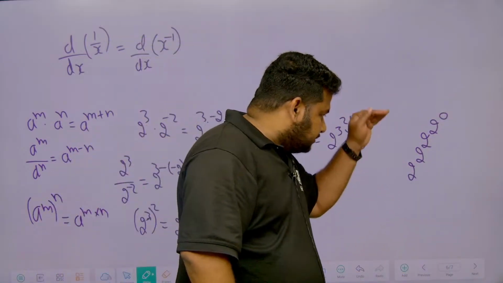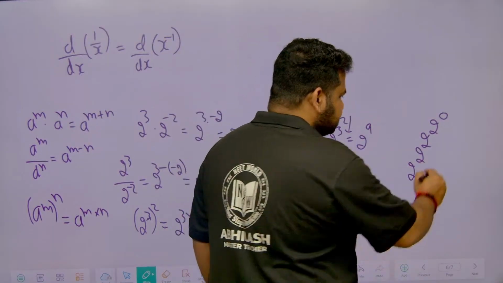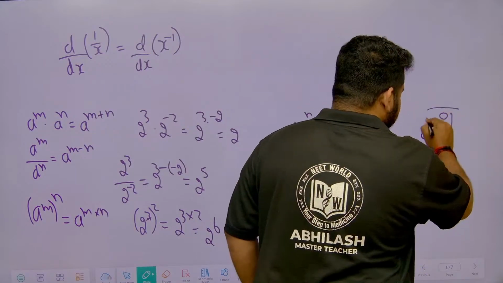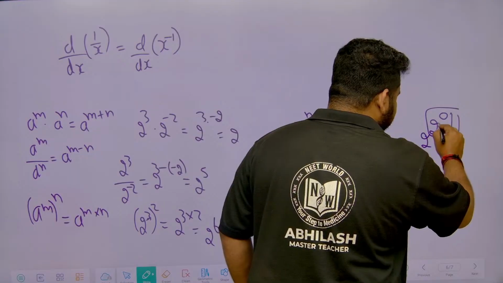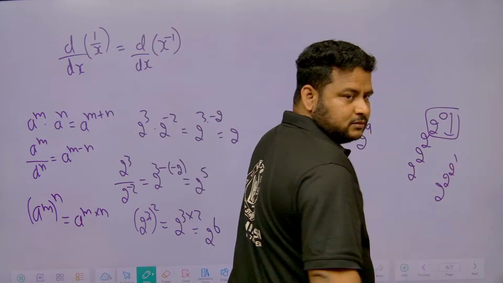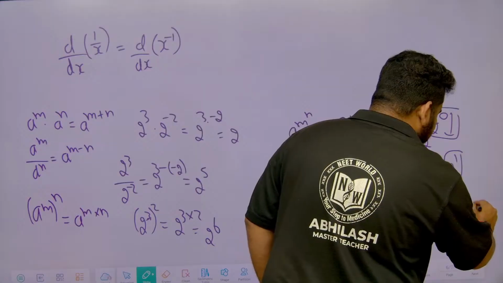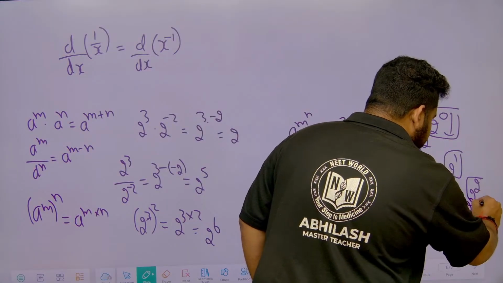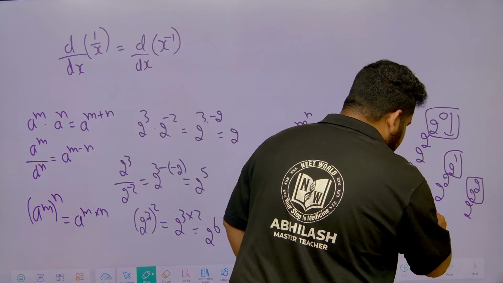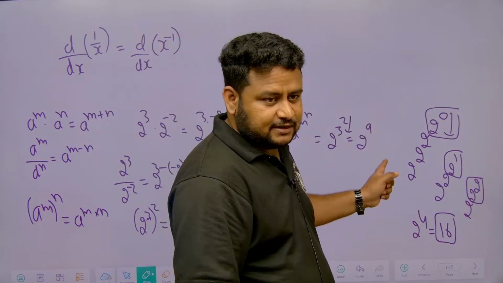Now you should come from the top to the bottom, not the other way. Coming from the top, this one: 2 power 0, what is the value? 1. 2 power 0 is 1. Now it becomes 2 power 1, and 2 power 1 is 2 itself. So we are having 2 power 2 and 2 power 2. 2 power 2 is 4. So we are having 2 power 4. What is the answer? 2 power 4 is 16. This is how you should do it, from the top to the bottom. Please keep this in mind.